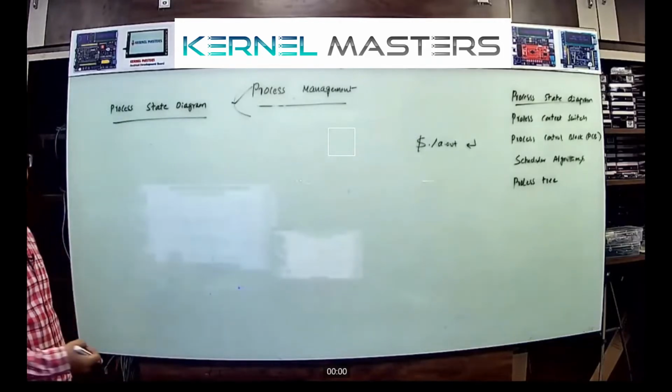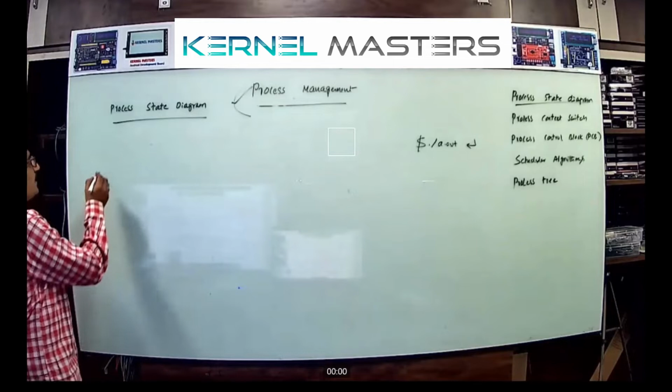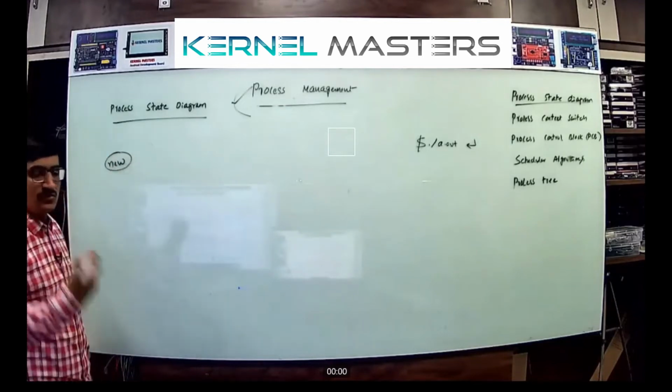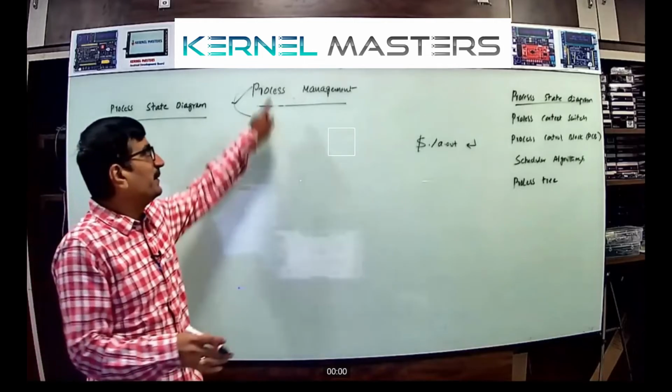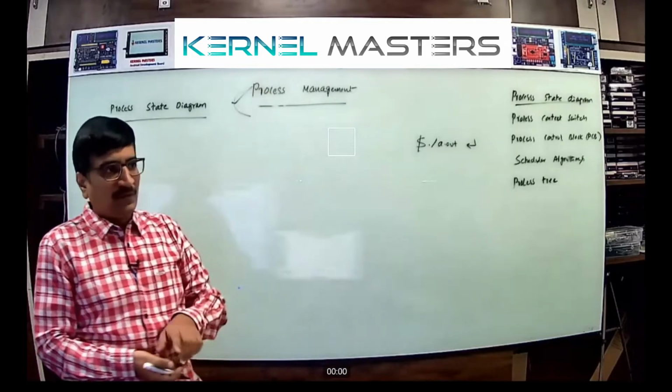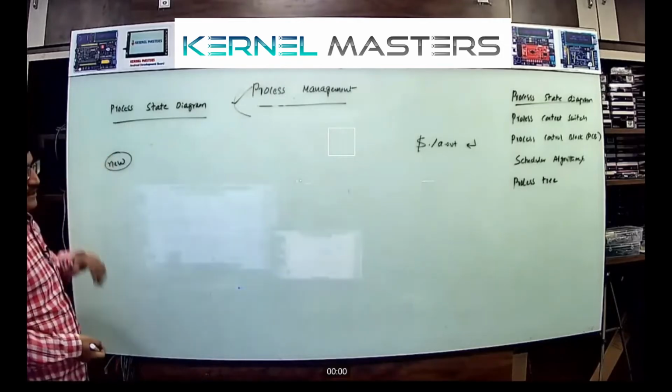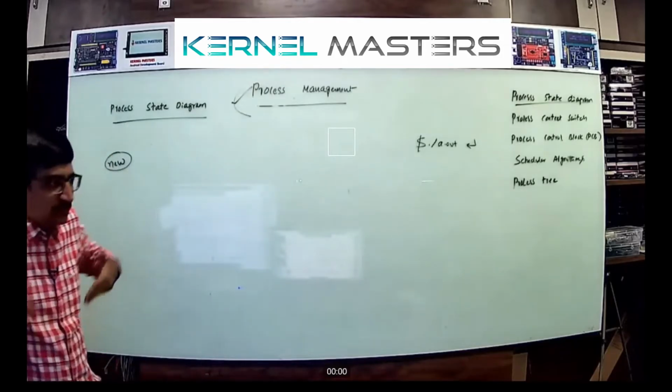Once you create a new process, the process first enters the new state only. In the process management point of view, it is the beginning state. Once it enters the new state, the process is now ready to execute, actually.